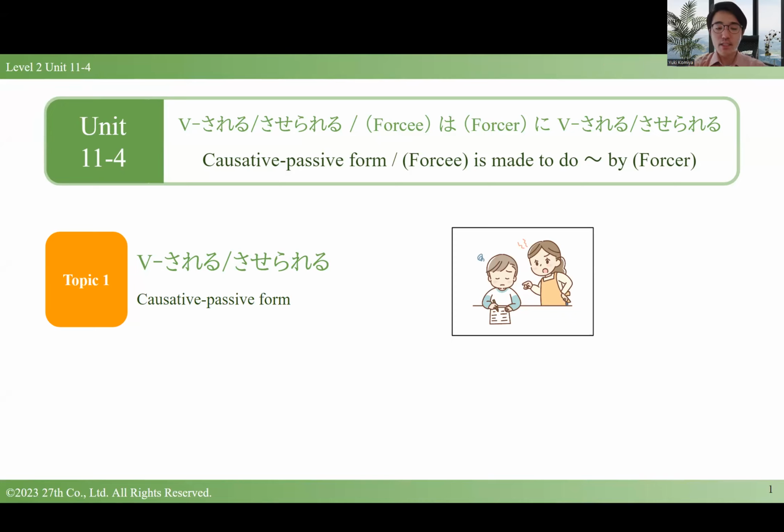In the past few lessons, we've been dealing with this new concept of causative sentences. Causative was the idea of making or letting someone do something. Today, we're going to take that into yet another step. We're going to make it into passive, causative passive. If causative means make someone do or let someone do, then causative passive is be made to do something or be forced to do something. So that's what we want to do today.